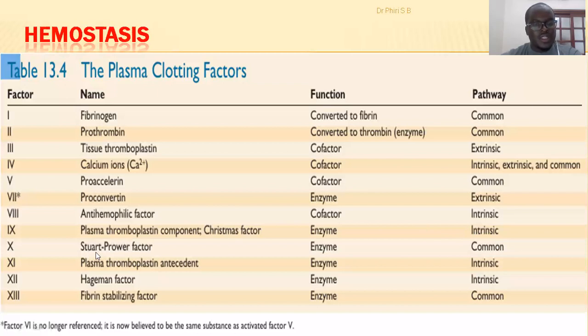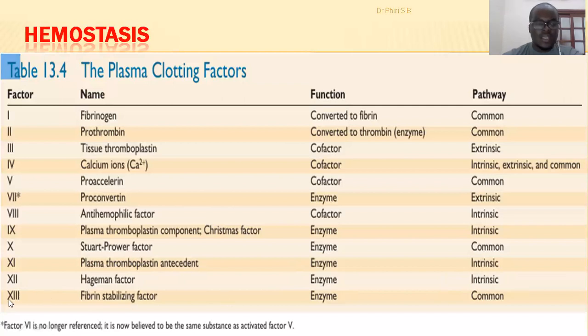Then you have Stuart-Prower factor. The Stuart-Prower factor is factor 10. This is the most common factor in the clotting cascade or coagulation cascade. So the Stuart-Prower factor is an enzyme that is involved in the common pathway. This is where the intrinsic and the extrinsic pathway meet, at factor 10, the Stuart-Prower factor. Then you have factor 11, which is plasma thromboplastin antecedent. So this factor 11 is an enzyme that is involved in the intrinsic pathway. And then you also have factor 12, the Hageman factor. It's also an enzyme that is involved in the intrinsic pathway.